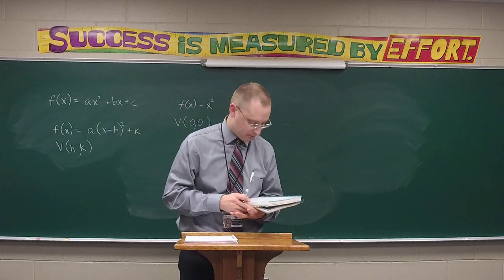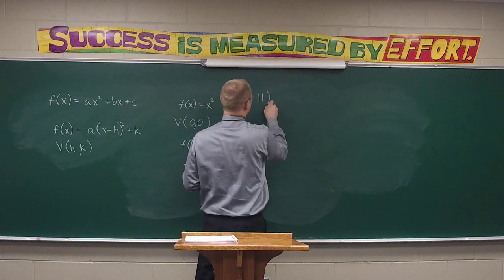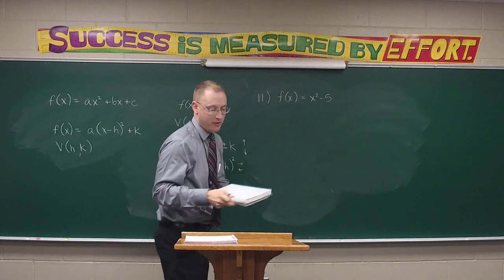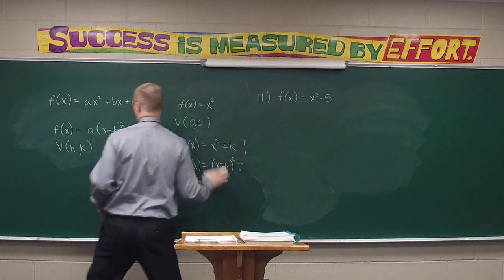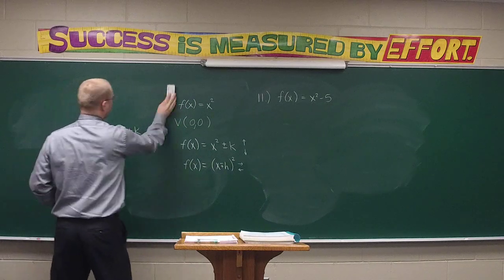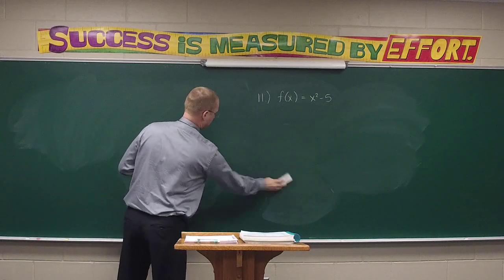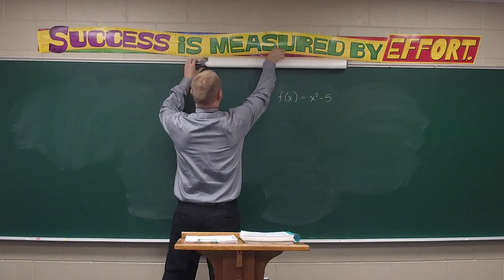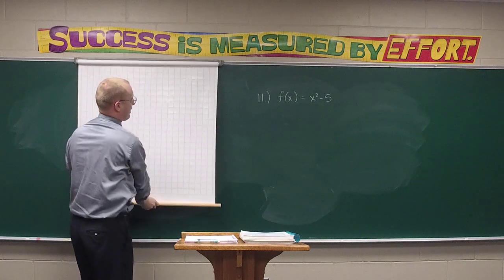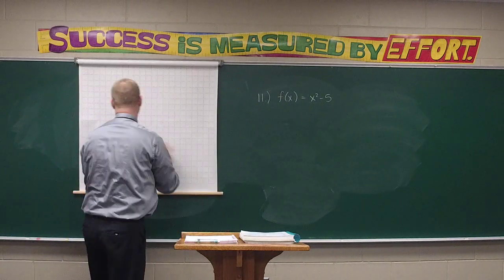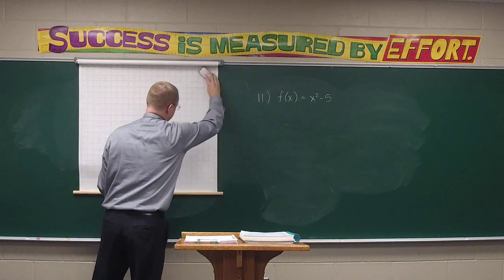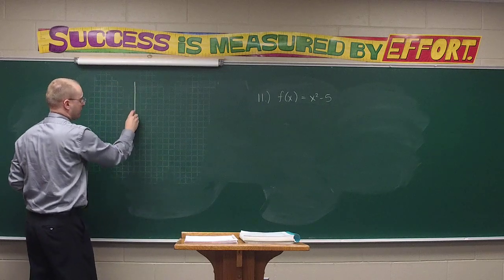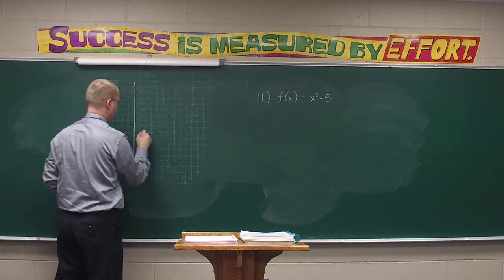Page 209. Number 11, we were asked to graph f of x is equal to x squared minus 5. And again, it's just going to be your normal, everyday parabola, but class, it's going to be shifted down 5. There we go. It's going to be shifted down 5. So same old parabola, same over 1 up 1, over 1 up 3, over 1 up 5, and so forth. You're just going to shift the whole thing down 5. So quick sketch here, but somewhat accurate because I actually have graph paper.